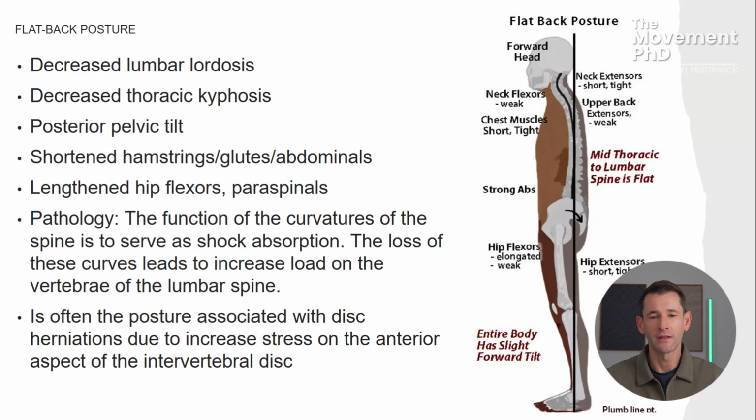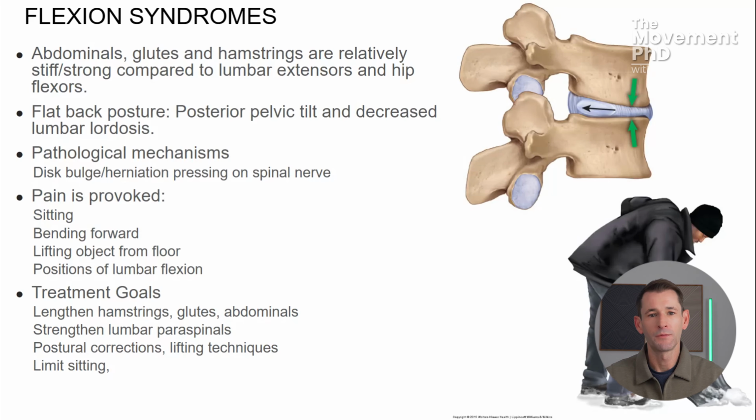So primary pathologies related to this include discogenic types of things, because now all of those forces that used to be shared by the muscles, by the ligaments, by the facets, now all of that force is going through those intervertebral discs. Let's break down those flexion syndromes a little bit more.